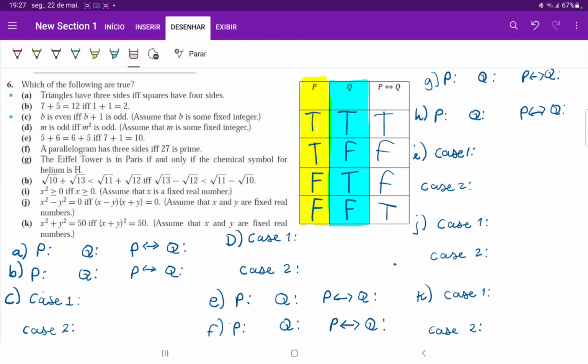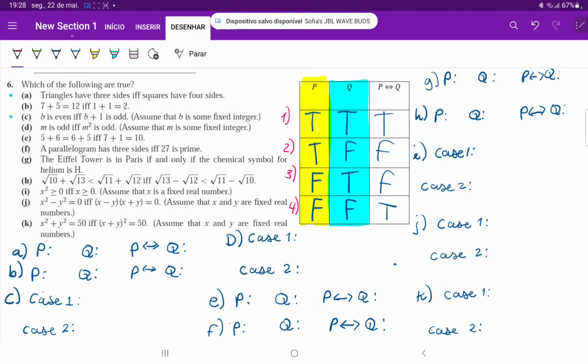So for our number 6, we have a bunch of biconditional statements, and we have to check whether these statements are true. So I've put here the truth table for the biconditional, and it is true whenever P and Q have the same truth value. So when they're both true or when they're both false. If they have different truth values, then it's false. And I'm just going to number these rows just so that we can reference them, and that way it's easier.